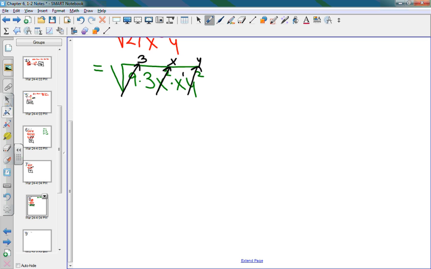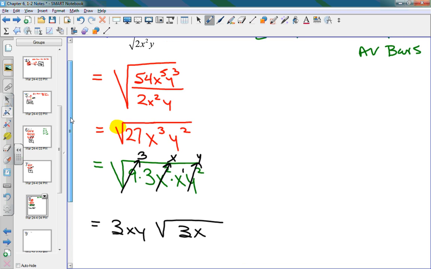Now, how is all the black attached up top? By multiplication. So what I have going on here is 3xy square root, and what's left on the inside? 3x. Now, that's all I can do to it.